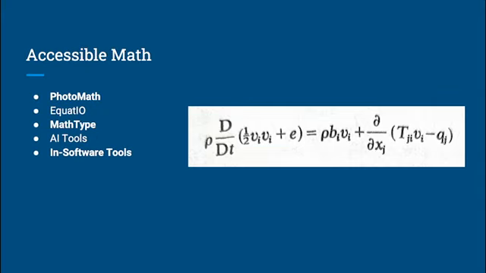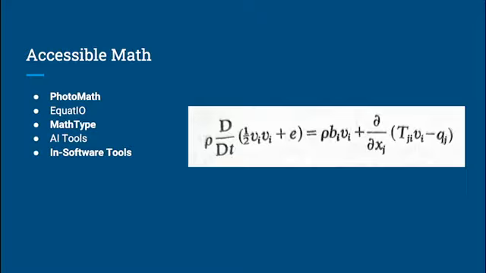Accessible math is something we talk about a lot in the STARS team. Making it accessible, figuring out ways to better communicate math. It's sort of a growing field, so we're always learning new techniques and developing better ways to make math accessible. Currently, our best options are PhotoMath, MathType, and in-software tools.